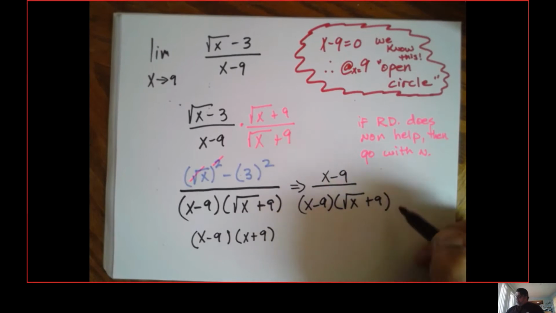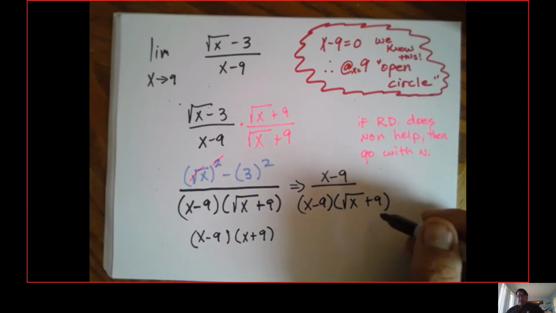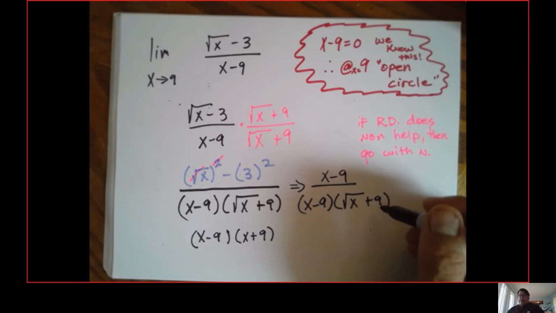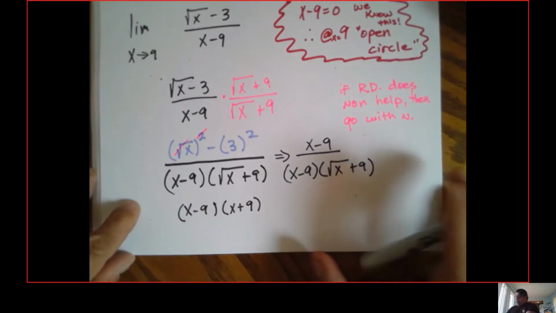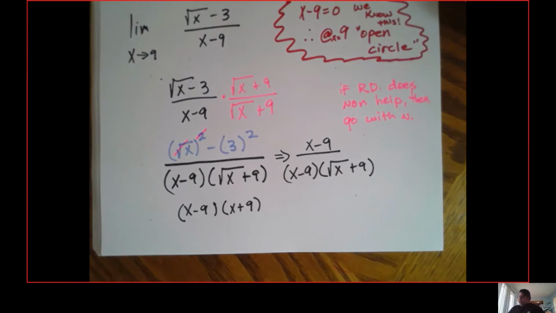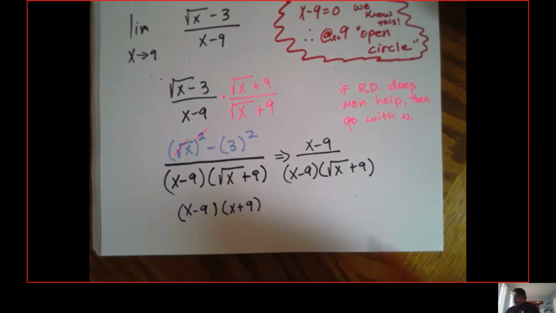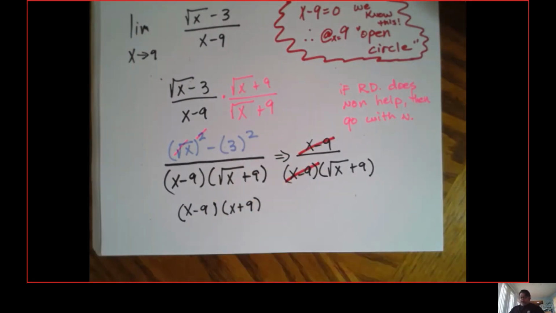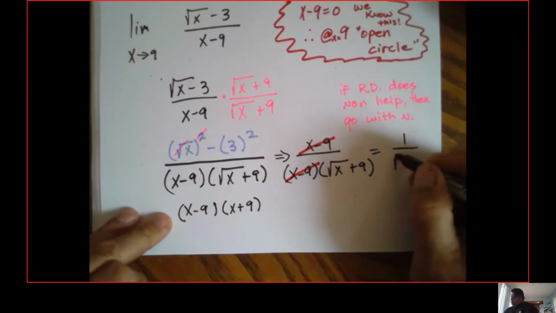Now, the reason I stopped there for a moment is because when I did this problem on another piece of paper, I did a trick with the denominator. I squared the square root of x, and it was a little bit more confusing. So I'd rather do it this way. All right. And what happens to the x minus 9s? The x minus 9s cancel, and you're left with 1 over the square root of x plus 9.